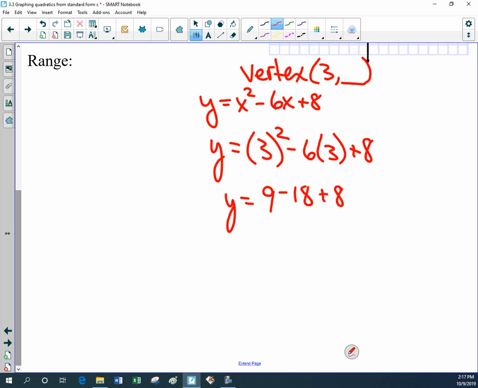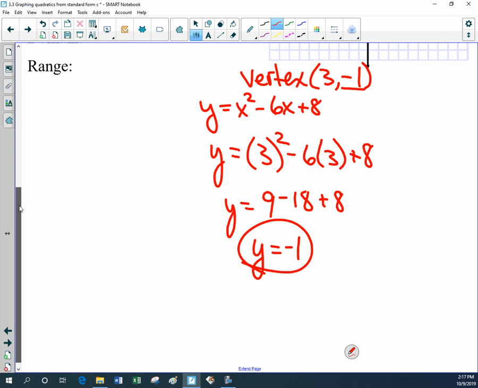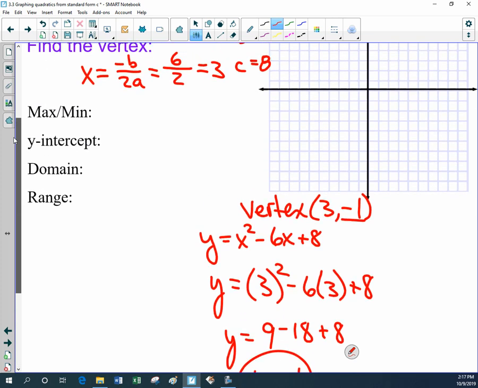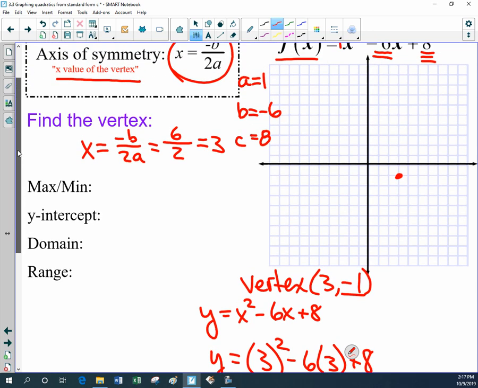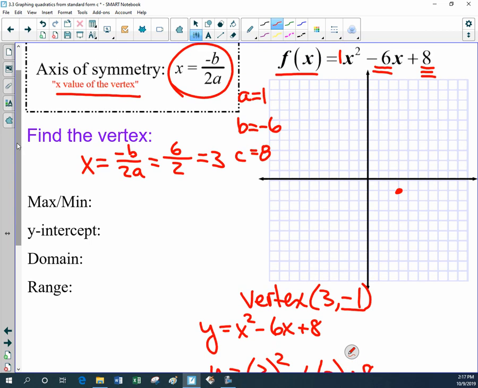So 9 minus 18 is negative 9. Negative 9 plus 8 is negative 1. Okay, so negative 1 is the y value of our vertex. So the vertex is at positive 3, negative 1. So let's go up here. So positive 3, negative 1. Okay, there's our vertex. Now we said that the value of a is 1.